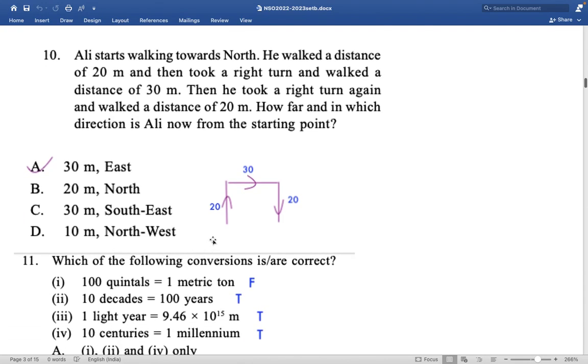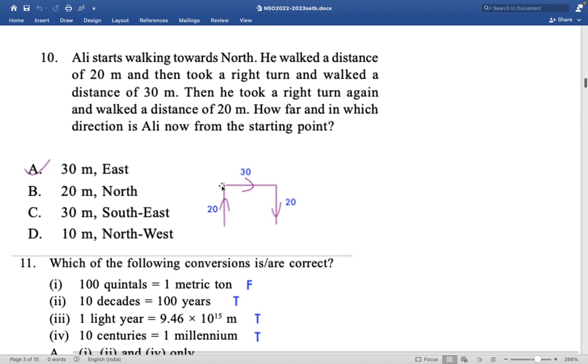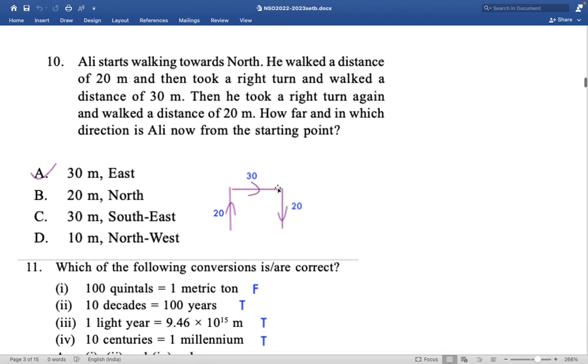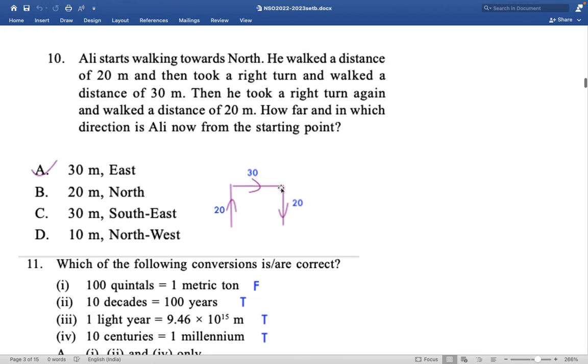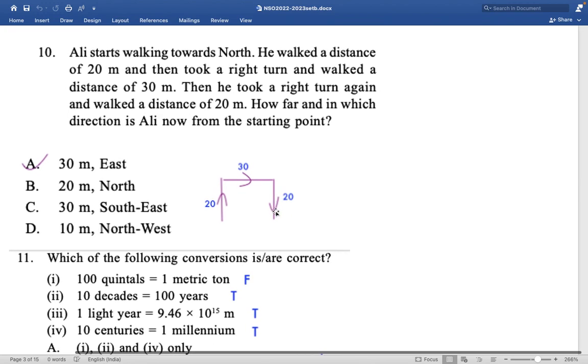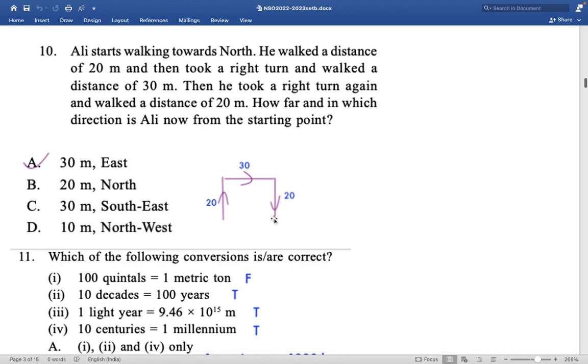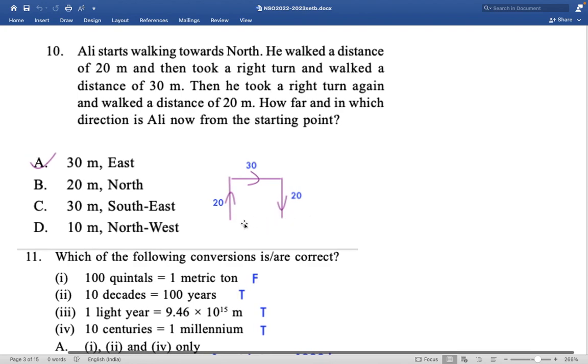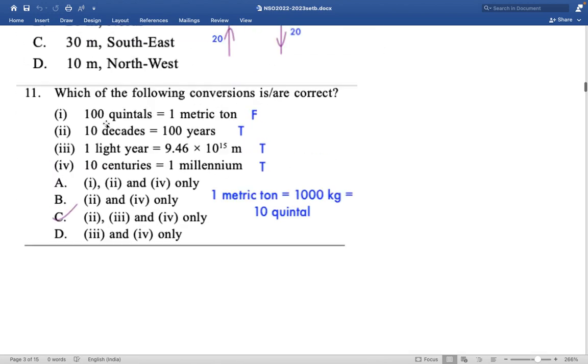When Ali starts walking towards the north, he walks up 20 meters. Then he takes a right, and now he's facing northeast, and he walks 30 meters. And now he takes a right again. Now he's facing east, and he walks 20 meters. Now he is 30 meters away from the starting point.